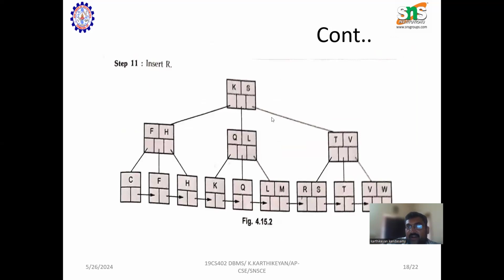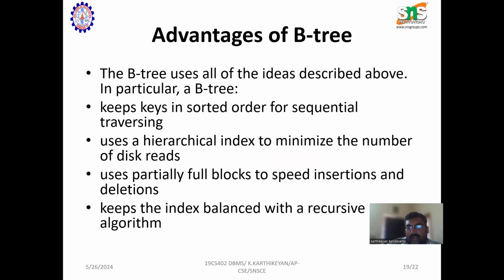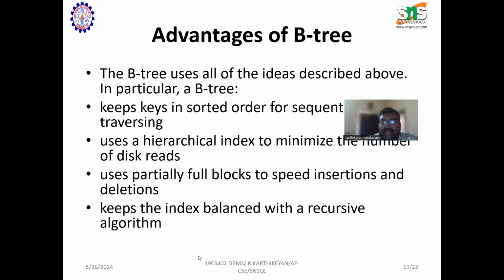This is the final answer for the B plus tree, used in database servers to store your data in sectors. These are the advantages of the B tree, using all the ideas described above. A B tree keeps keys in sorted order for sequential traversing, uses a hierarchical index to minimize the number of disk reads, uses partially full blocks to speed up insertion and deletion, and keeps the index balanced with a recursive algorithm.